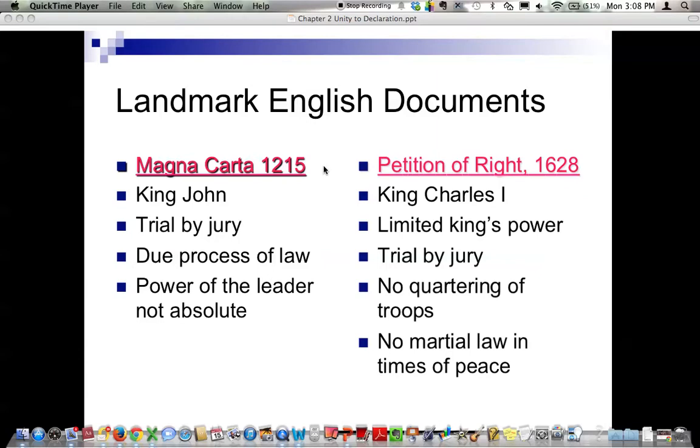400 years later, we had the Petition of Right, another English document. In this example, King Charles I had a lot of power and had forgotten many of the principles initiated in the Magna Carta. He, in an agreement called the Petition of Right, signed over many of the king's powers, so it limited the king's authority once again. They reiterated the right that the king does not have absolute power, that there should be a trial by jury of peers, that troops should not be quartered in people's homes, and that no martial law in times of peace should take place.